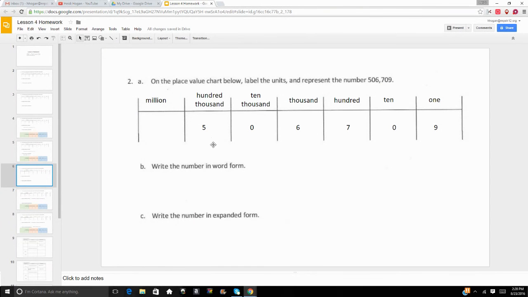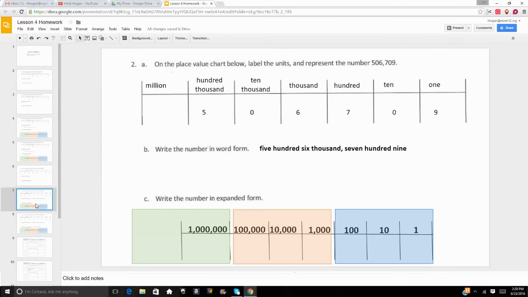Our next number is 506,709. So if you're able to put it into the place value chart easily, or you can start in the ones place. 9 in the ones place, 0 in the tens, 7 in the hundreds, 6 in the thousands, 0 in the 10,000s, 5 in the 100,000s. 506,000, because we say this period together, 506,000, and then this period together, 709. And that helps us to write it in word form.